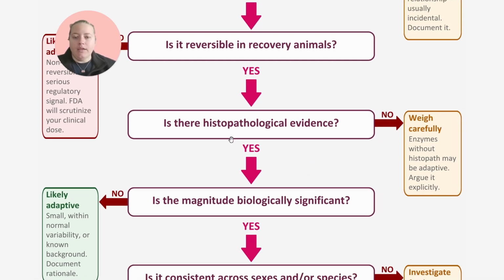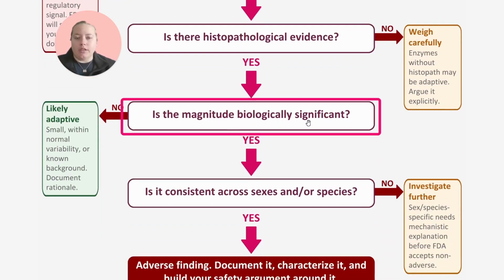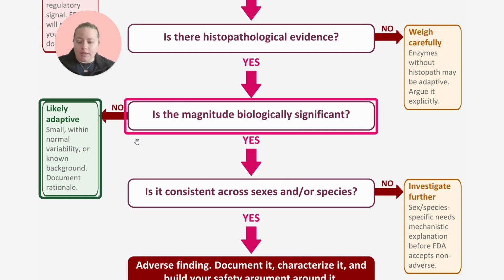So moving back down the chain, is there histopathological evidence? Yes, there is. So then we move back down. Is the magnitude biologically significant? If it is not biologically significant, then it's likely adaptive, meaning the animal is basically compensating. The animal is doing what it needs to do to adapt to the changes that are happening based on the drug. These are usually small, within normal variability. They have a known background. You can document the rationale.